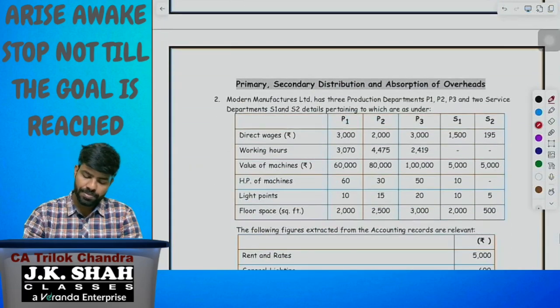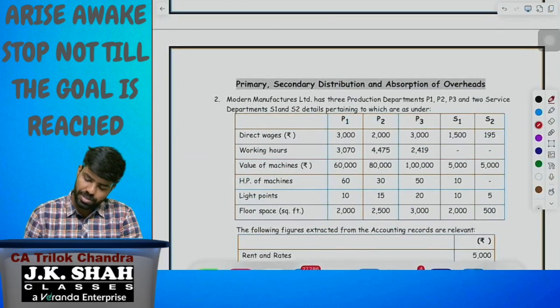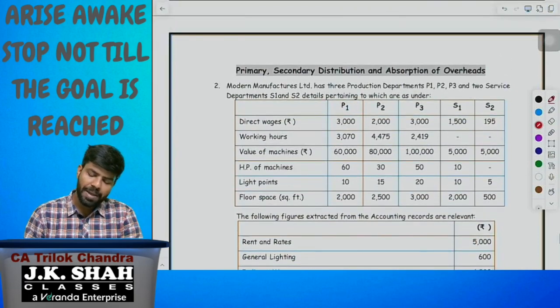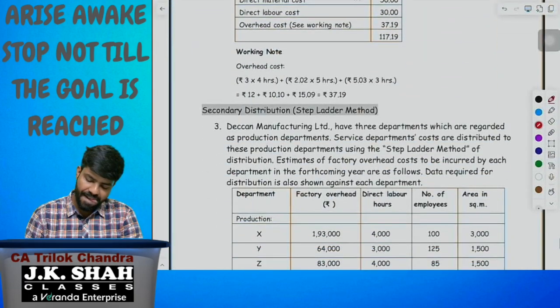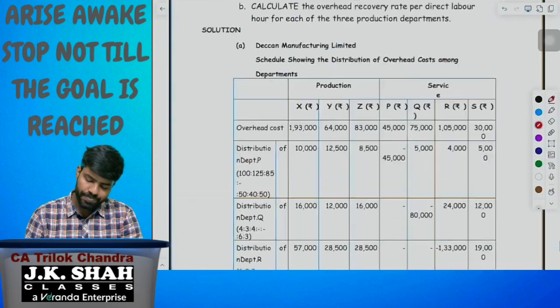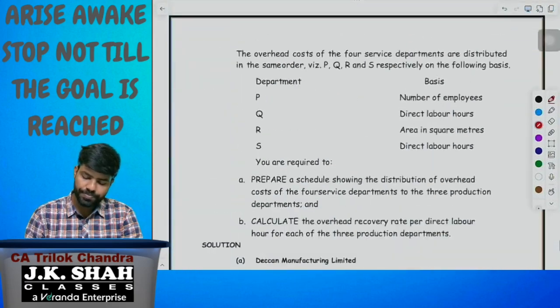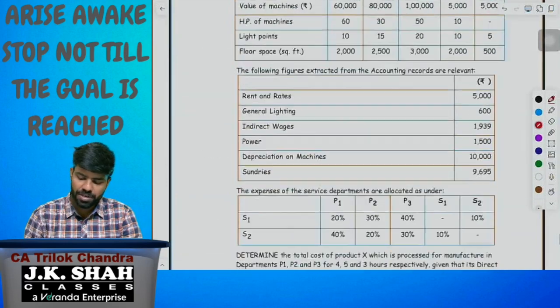Okay. Next, look at this question. This question is based on primary, secondary and absorption of overheads. There are 2 more questions based on this concept.